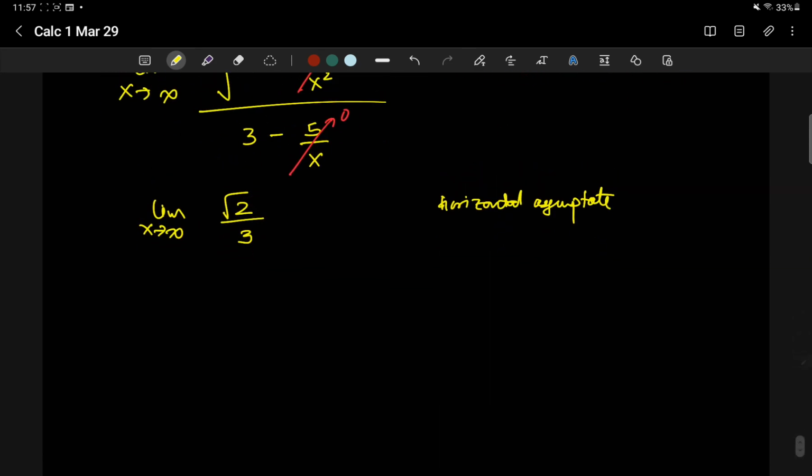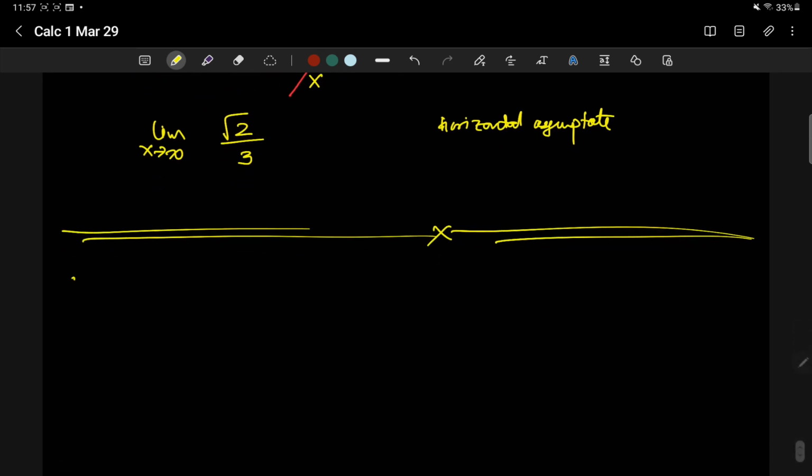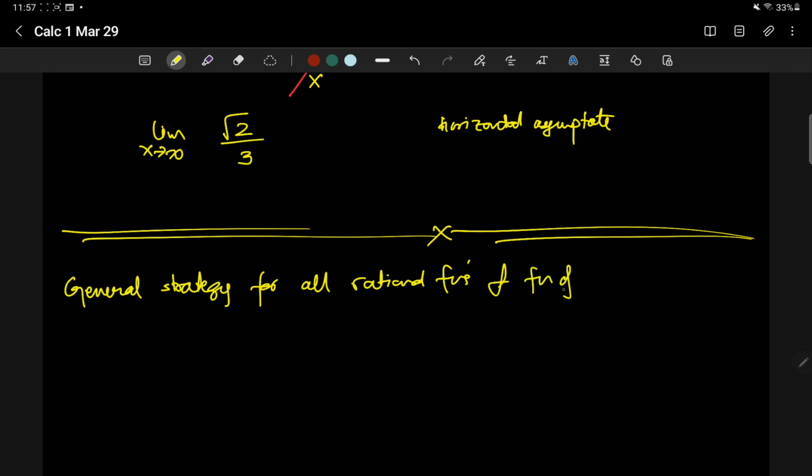Okay, so this is a general strategy for all rational functions and functions of the form something divided by something as a function of x.